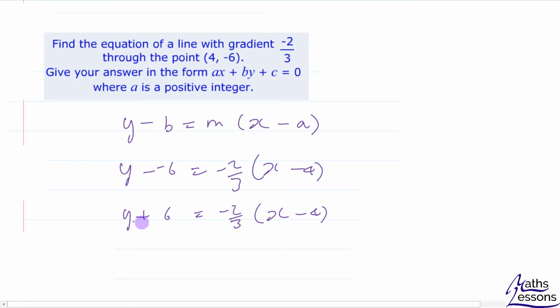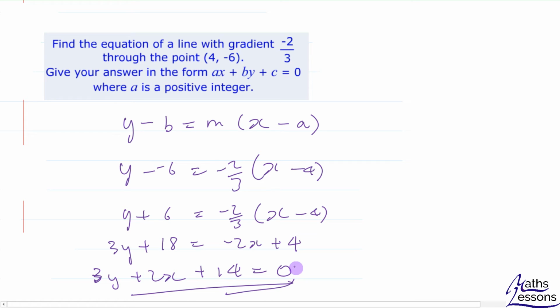So times by 3, you end up with 3y plus 18, and then you're just left with a minus 2 on this side. So minus 2 times x, and minus 2 times 4 gives you minus 8... and that speeds up and keeps everything nice and neat. Now if we get everything onto the left side like it wants, you've got 3y plus 2x. Add 2x to this side, get it on this side, take off the constant, which gives us minus 14 equals 0.